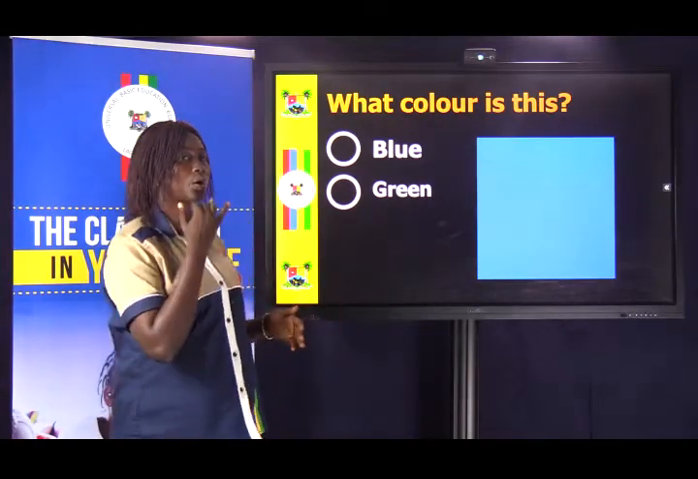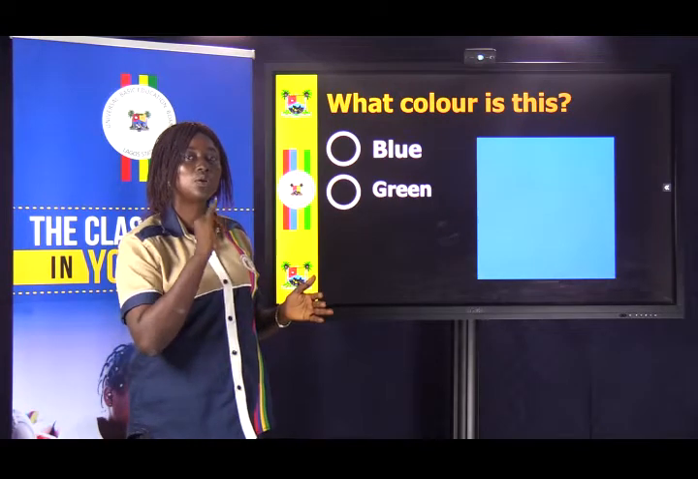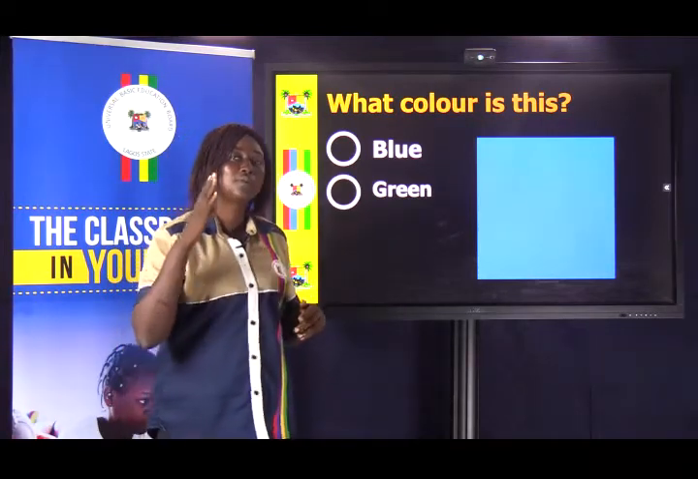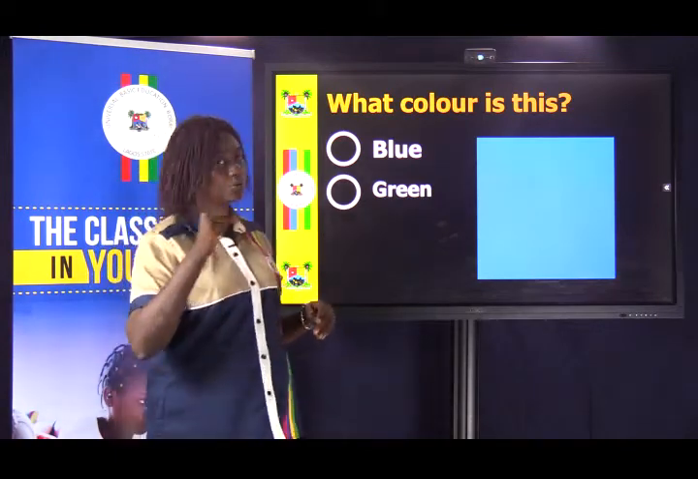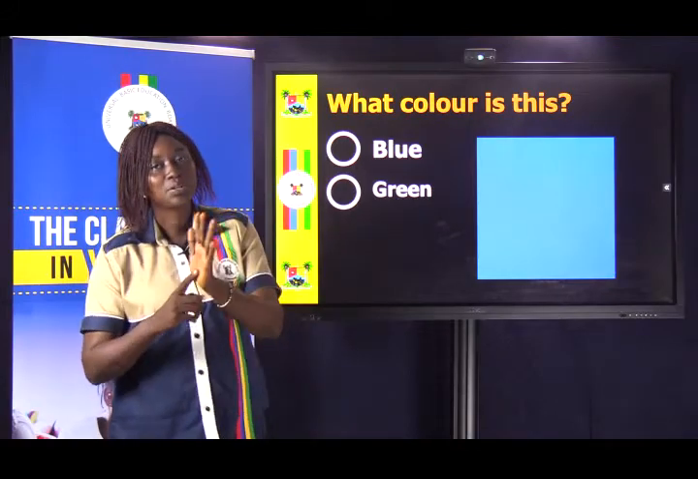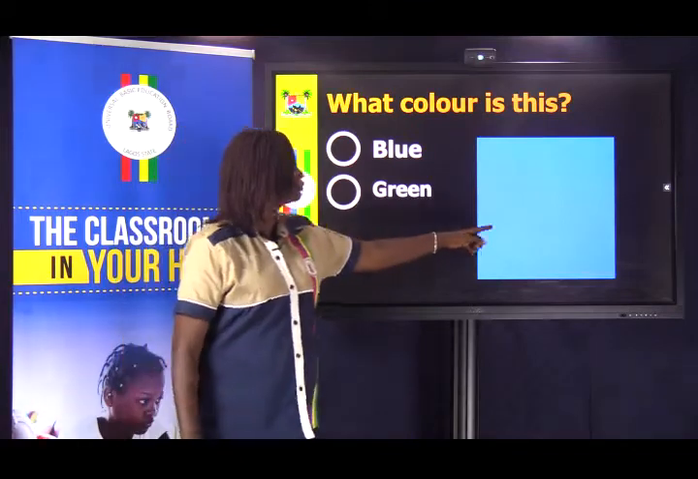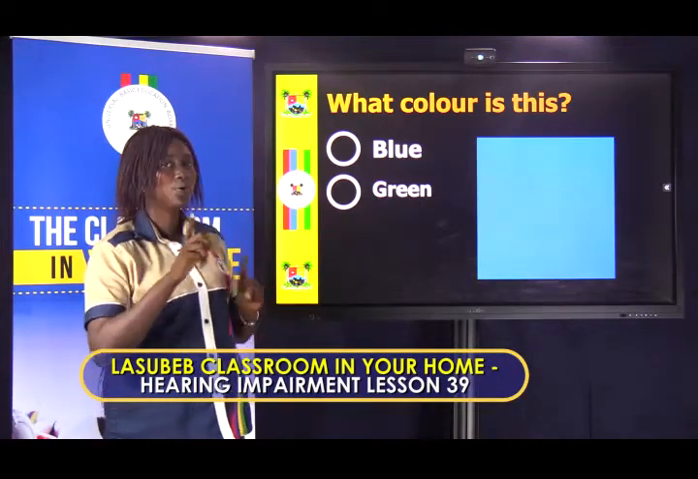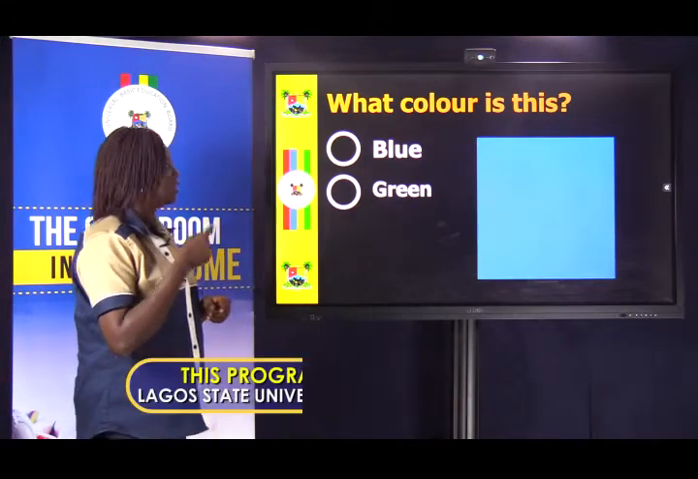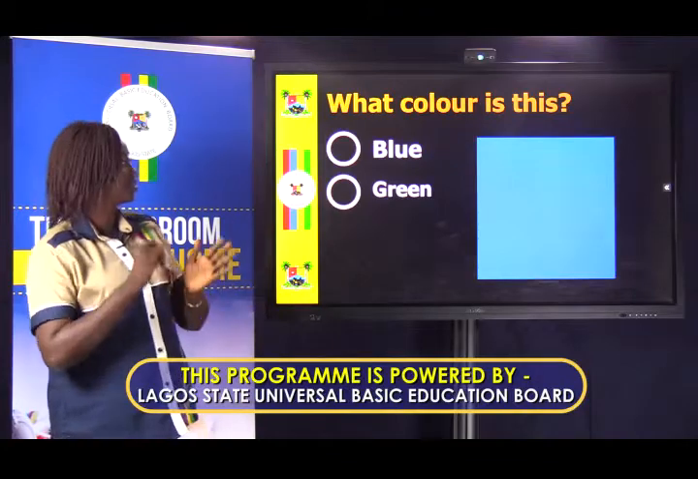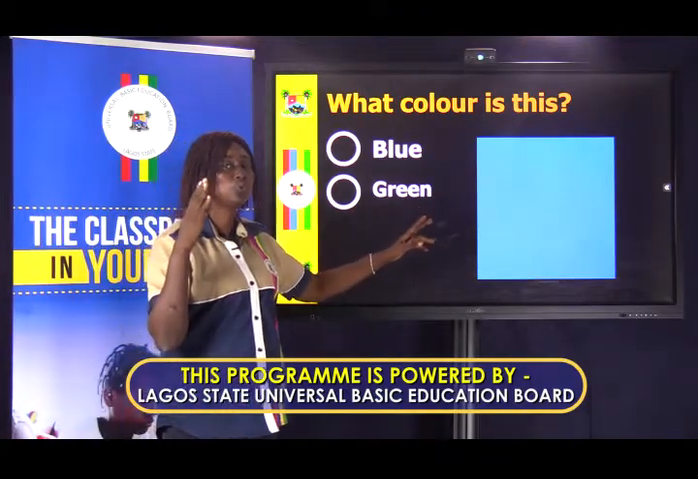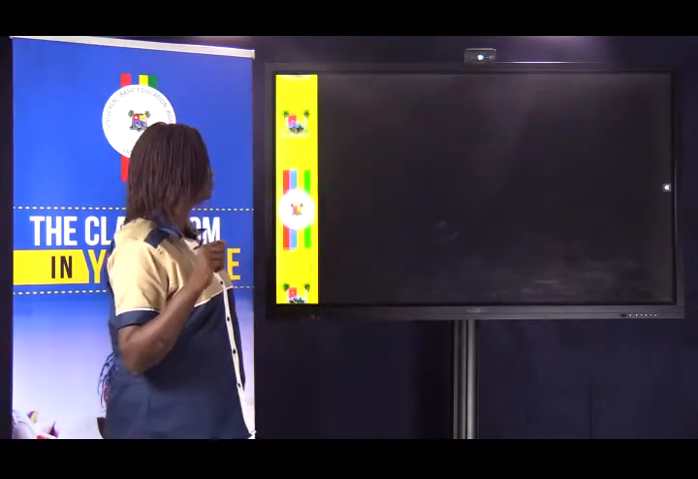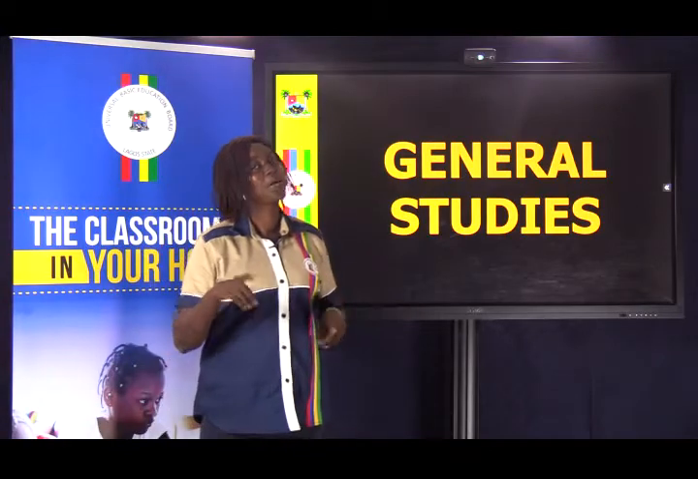Colors. What color is this? We have learned about different colors. We have blue, green, yellow, red, pink, and so on. Now, look at the screen. What color is this? Is it blue or green? Pick your answer. The color on the screen is blue. Well done. We are done with the English.